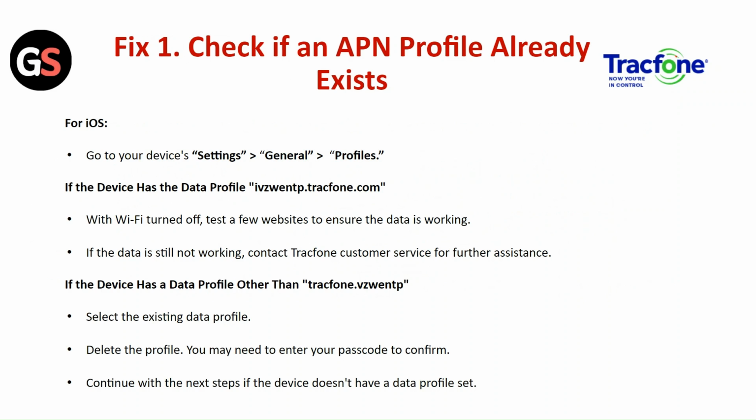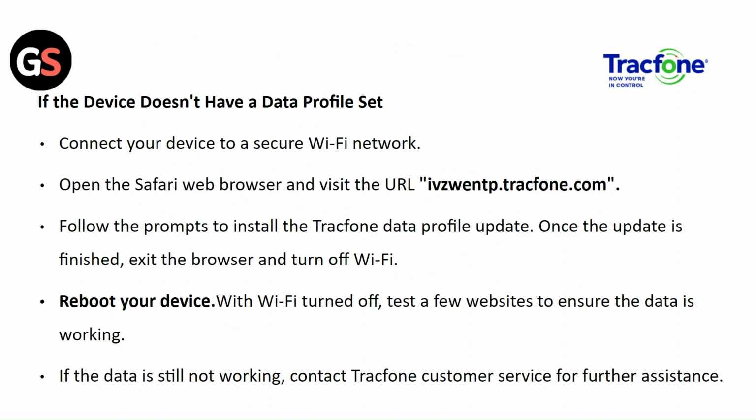If the device has a data profile, select the existing data profile and delete the profile. You may need to enter your passcode to confirm. Continue with the next step if the device does not have a data profile set. If the device doesn't have a data profile set, connect your device to a secure Wi-Fi network.